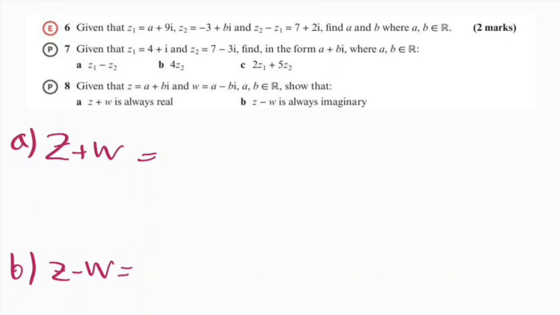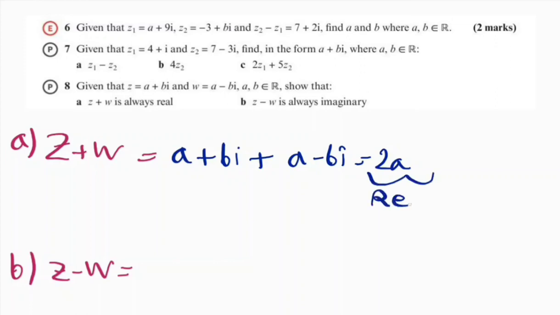So in that case, we know that z is a plus bi. Let's just write that down, plus w, which is a minus bi. So a plus a is 2a, bi minus bi is 0. And that's it, because now we got 2a and we know that 2a is a real number. Therefore, z plus w is always real.